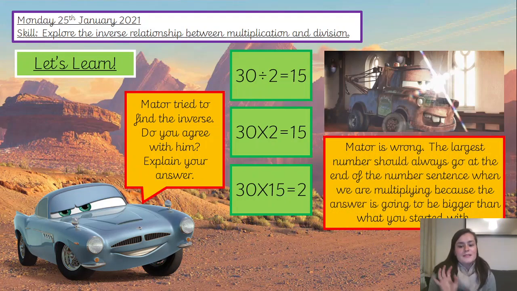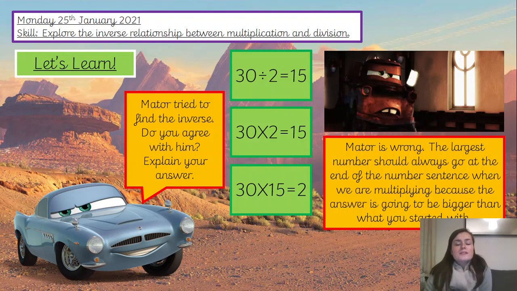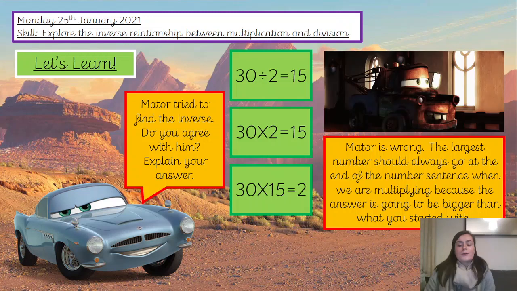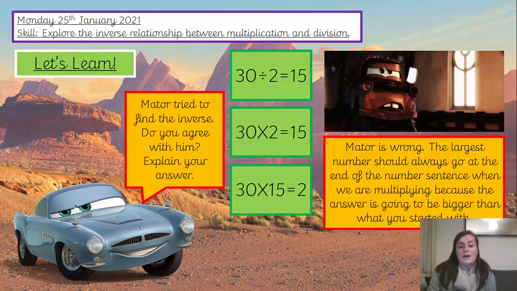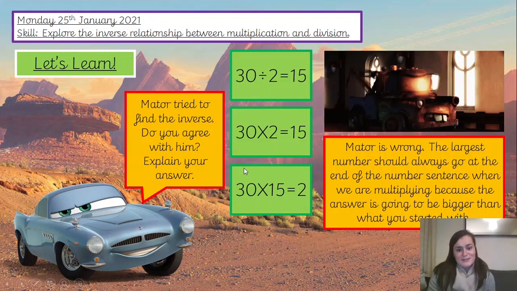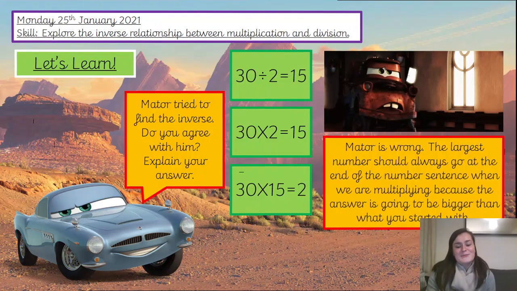Okay, so Mater, again, sorry if I said that wrong, is wrong. The largest number should always go at the end of the number sentence when we are multiplying, because the answer is going to be a bigger number than the number that you started with. So he can't possibly be right because he's kept the biggest number at the beginning of his multiplication number sentences, hasn't he? So he's definitely not right. Well done if you spotted that, good job.